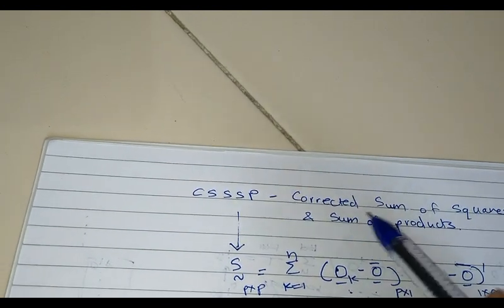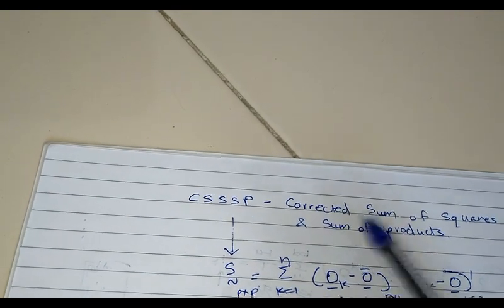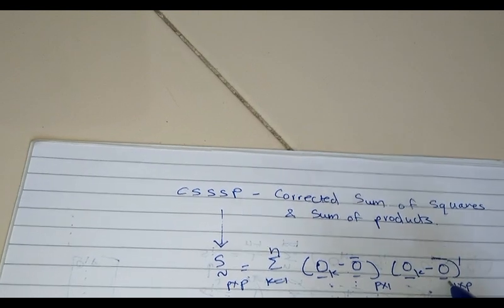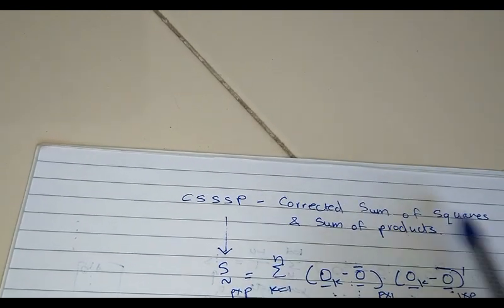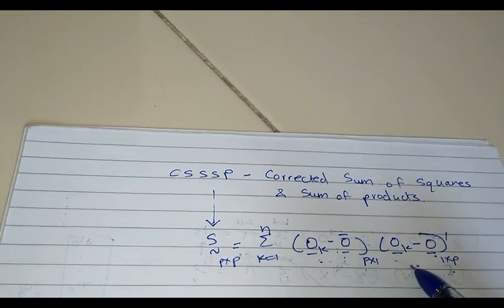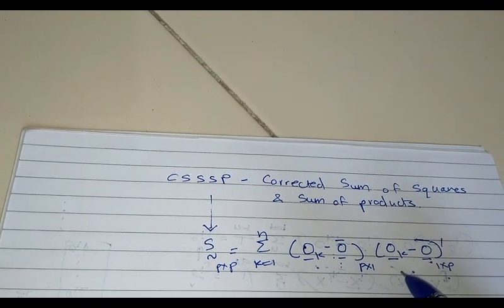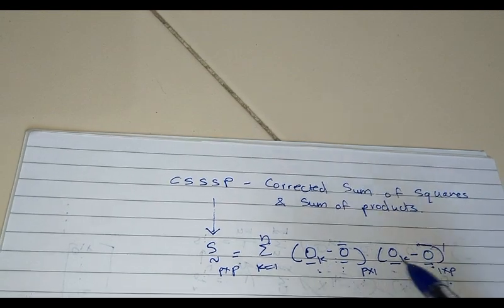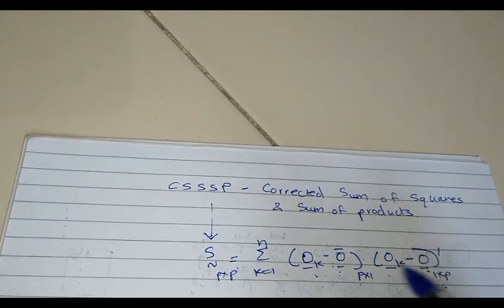Why? First of all, corrected. Corrected means we are subtracting the mean, so it is corrected. Sum of squares and sum of products. Now when I take this, some components will be squared. So let me write.